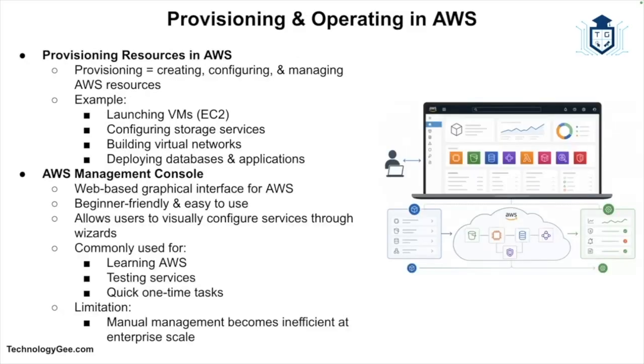All right, so let's start with the foundation, and we're talking about provisioning resources. And this simply means creating and configuring AWS services, like launching a virtual machine, setting up storage, or building a network. In AWS, there are several ways to do this, and each one fits a different type of workflow. And the most beginner-friendly method is using the AWS Management Console. And this is the web-based interface where you log in, click around, and visually configure your resources. So if you've ever created an EC2 instance by clicking through a wizard, then you're already used to it.